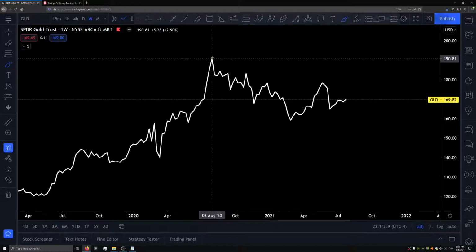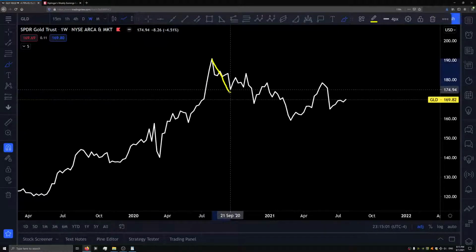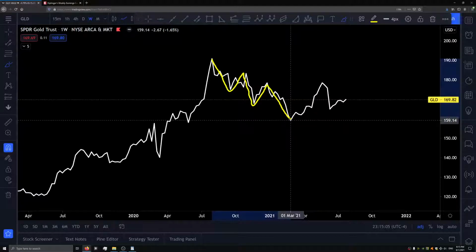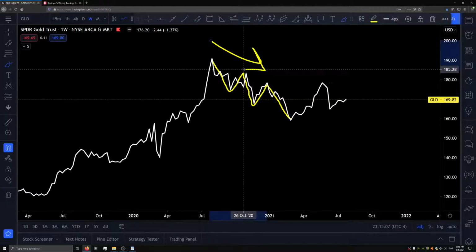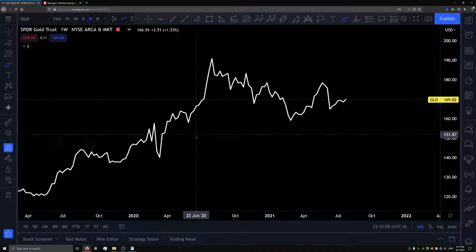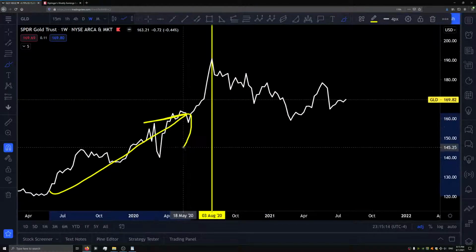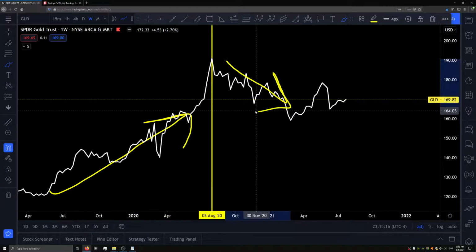Resistance. Then over time, we kept making lower lows and lower highs in the price. That's textbook downtrend. This side, I'm going to cut this in half right here. This side is textbook uptrend. This side is textbook downtrend. The first half of this year.